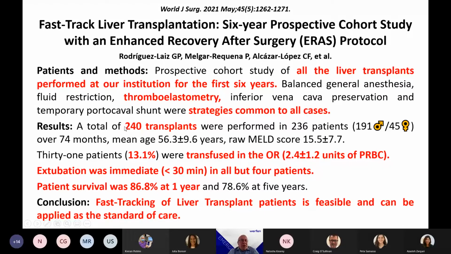And overall, in this study, they included 240 liver transplants, and only a very small number had to be transfused, and only with about 2 units per liver transplantation. That's very similar to our institution. And immediate extubation within 30 minutes after liver transplantation could be done in all but 4 of the 240 patients. So here we are talking about a very small number, and this is definitely also associated with a very good 1-year survival rate in this patient population.